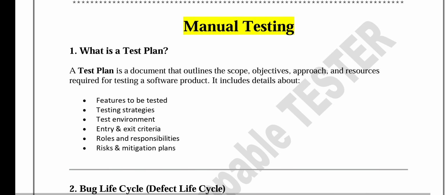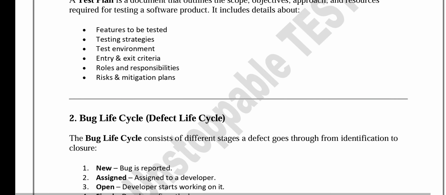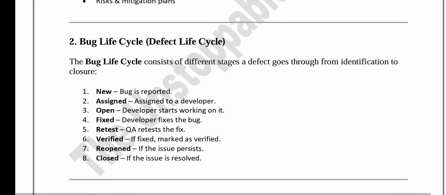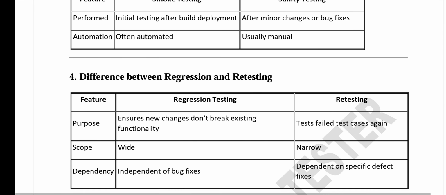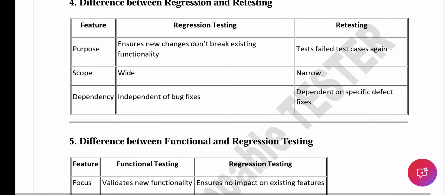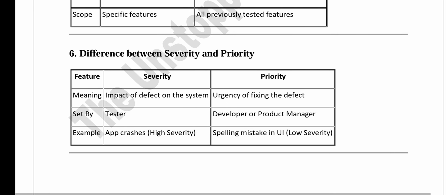Okay. And the next set of interview questions are with respect to the manual testing. What is a test plan? Explain the bug life cycle. Difference between smoke and sanity testing. Difference between regression and retesting. Difference between functional and regression testing.